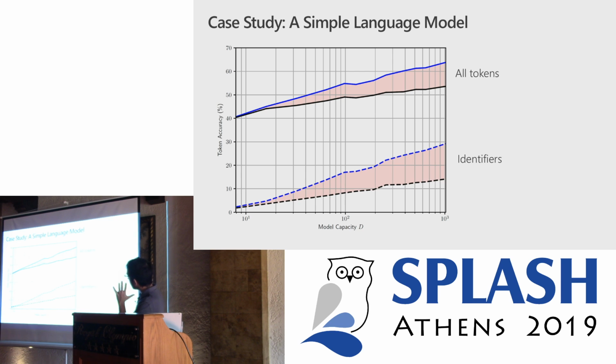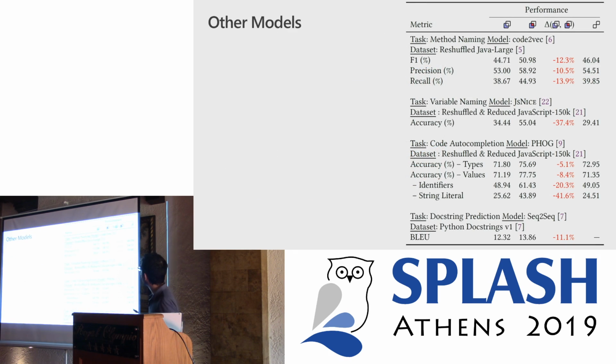Okay, so this is a simple language model, really a very simple language model, but we can effectively run lots of experiments and get curves like that. Let's go on to papers that have been published in many conferences. You might have heard of Code2Vec or JSNice or PHOG or other sequence-to-sequence models.